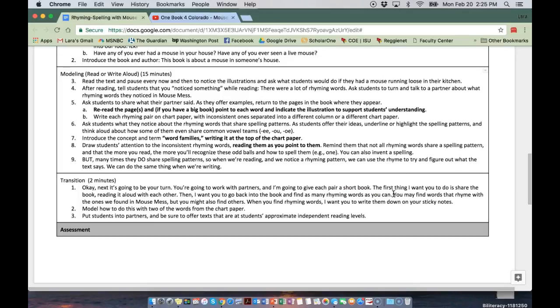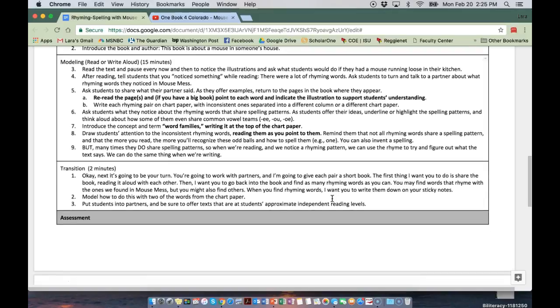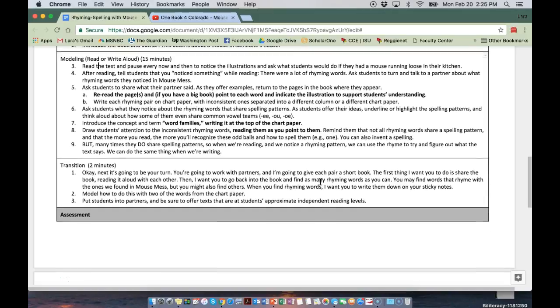Okay. And they may find words that rhyme with ones we found in Mass Mess, but they might find others, and they can write them down on their sticky notes. After I transition them into the activity, and after they're done with that activity, I would bring them back together. It would be toward the end of the reader's workshop period, and we would then debrief and talk about the words they found and add them to the chart.